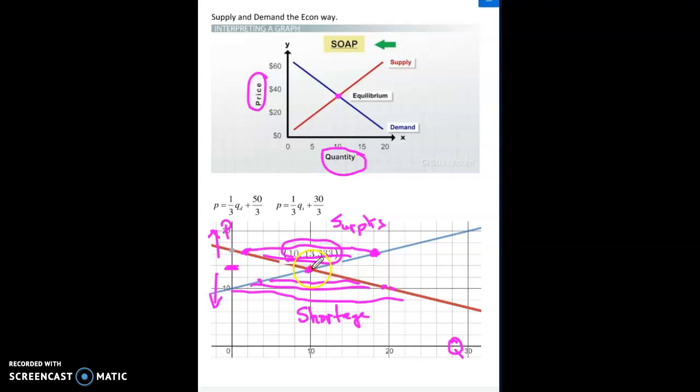Find that equilibrium price, and then if your price is smaller, you're going to get a shortage because people love it. They're going to buy it. If your price is higher than your equilibrium price, you're going to get a surplus. And that's basically the concept that we have for supply and demand.